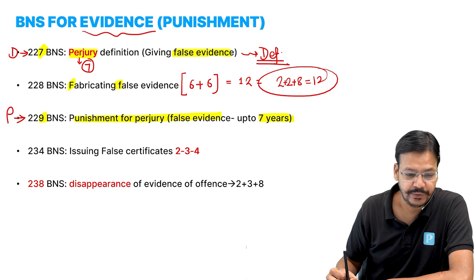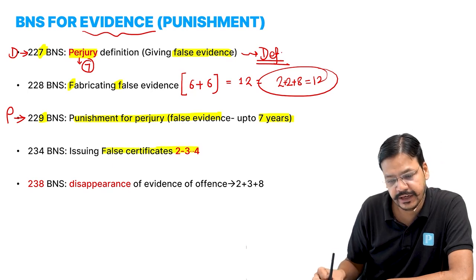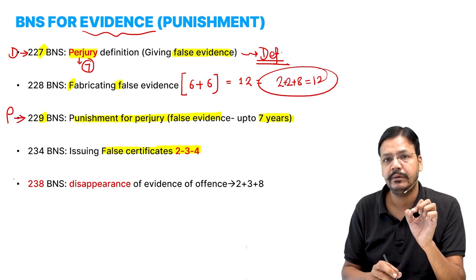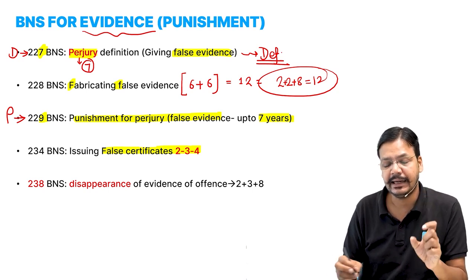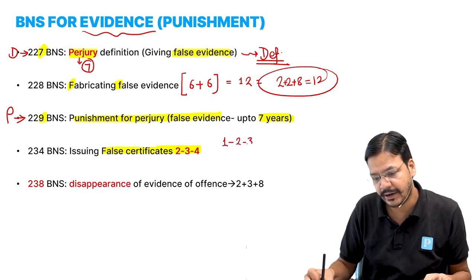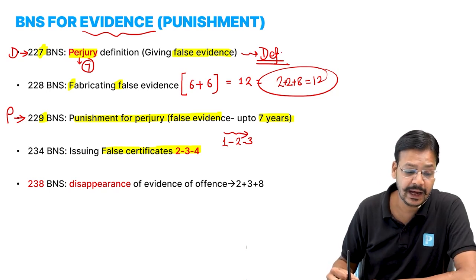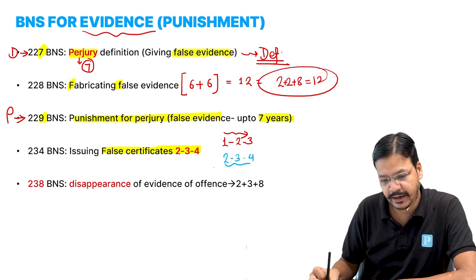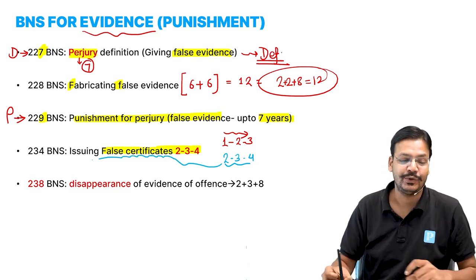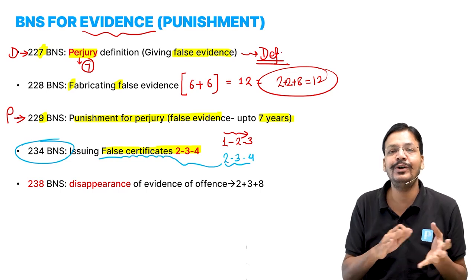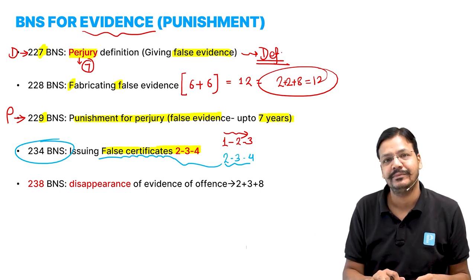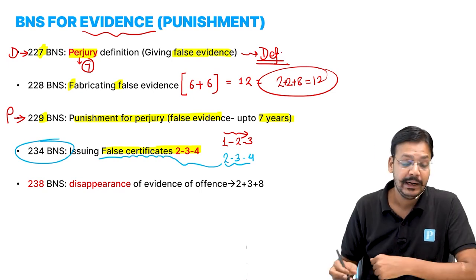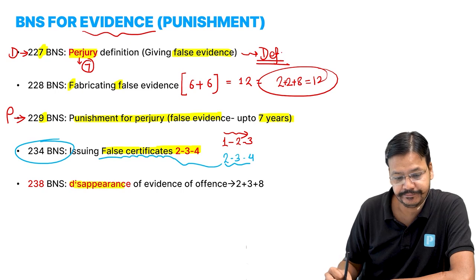Now, listen very, very carefully. Issuing a false certificate is 234. How to remember this? I am providing a very simple trick. If you give a right certificate, that means you are doing 1, 2, 3, everything right. And if you are making 1, 2, 3 into 2, 3, 4, that means you are making a false certificate. Very simple trick. So it is 234 BNS. In place of 1, 2, 3, you are making 2, 3, 4. You are hiding or concealing the 1. That is a false certificate, 234 BNS. Disappearance of the evidence. Oh my dear friend.